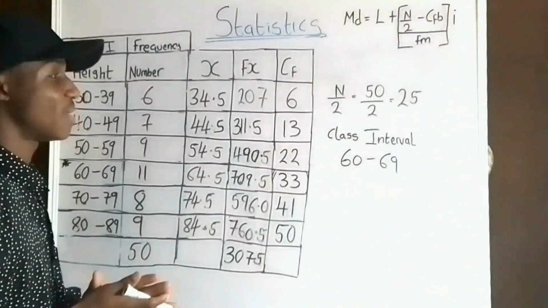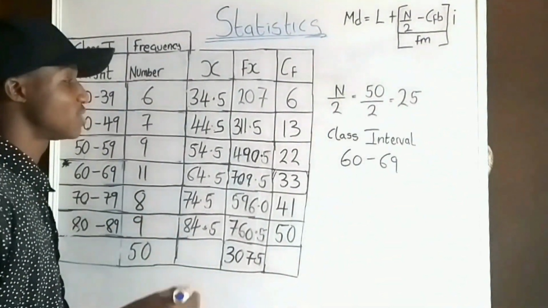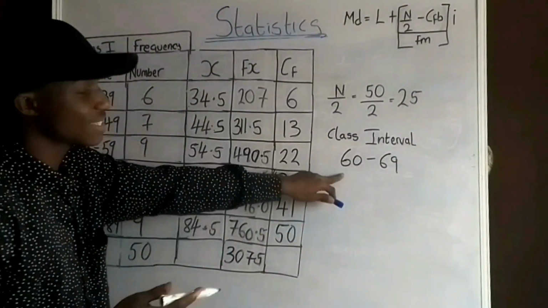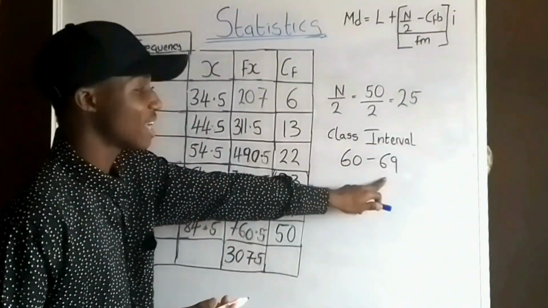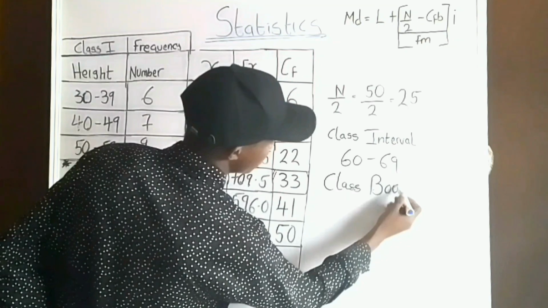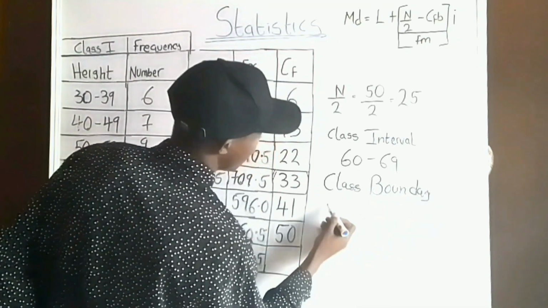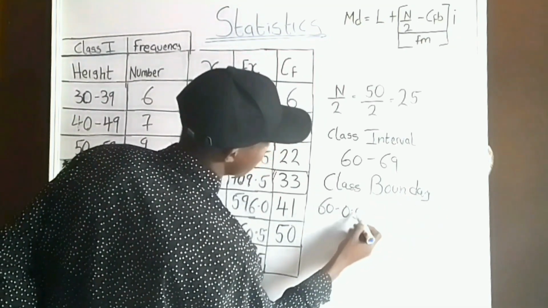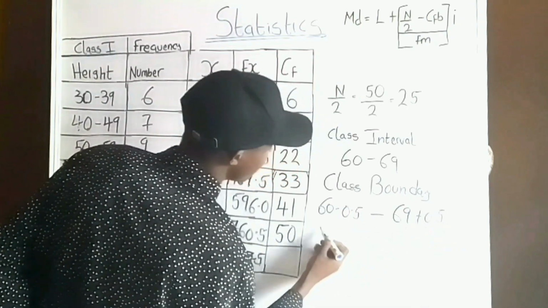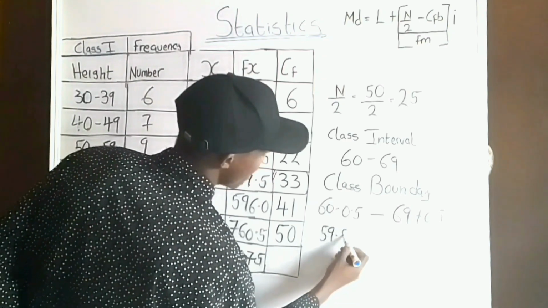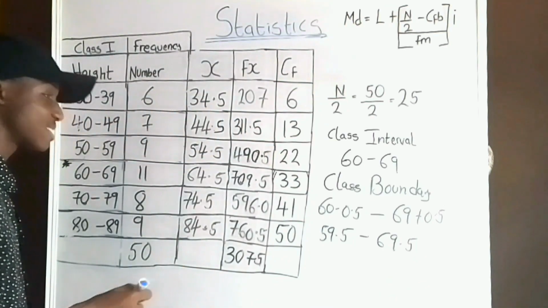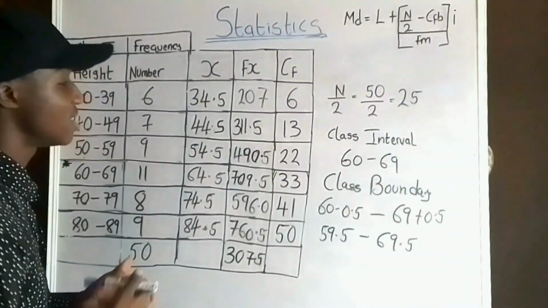After getting the class interval, the next step is to get the class boundary. The class boundary is gotten by subtracting 0.5 from the lower class interval and adding 0.5 to the upper class interval. In that case, the class boundary will be 60 minus 0.5 and 69 plus 0.5. So the class boundary of the median class is 59.5 and 69.5 respectively.